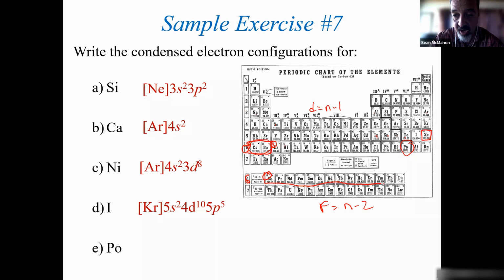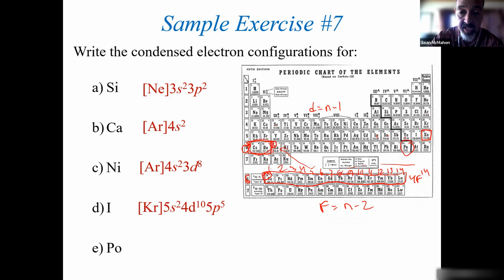I have to drop down, and I can use the atomic number, and I see that I go 4f14. How come? 1, 2, 3, 4, 5, 6, 7, 8, 9, 10, 11, 12, 13, 14. 4f14, because we're 2 behind. Then I go all the way back up here. And now this is 6.